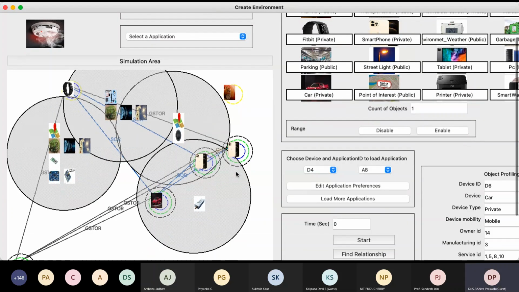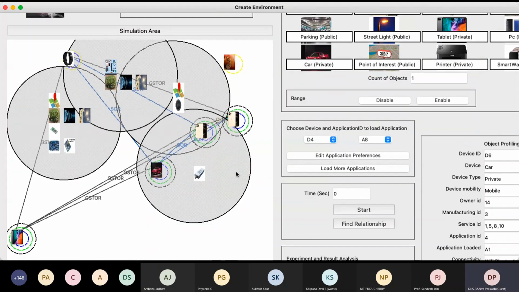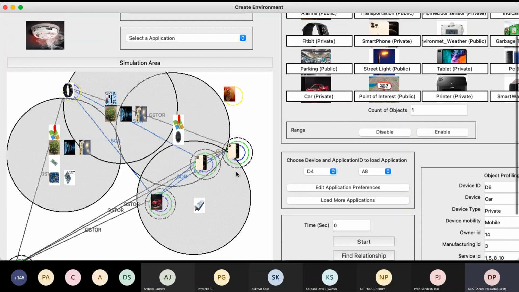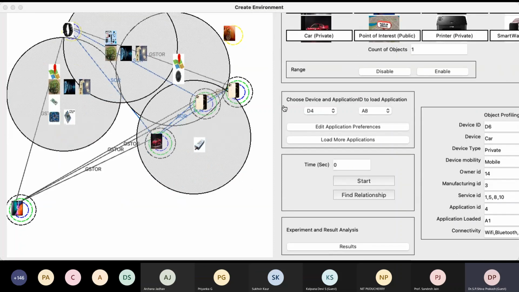Basically, in a static environment, I mean the existing environment, we are supposed to individually choose these applications or devices and establish a relationship. Here this simulator helps us find the relationship between the devices based on the constraints that have been imposed on them. Of course, you can see the results.